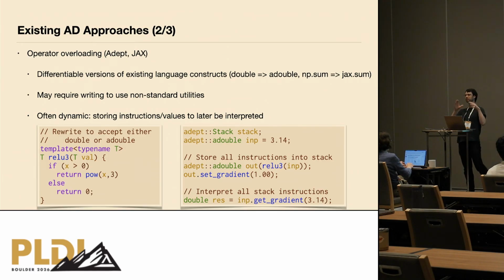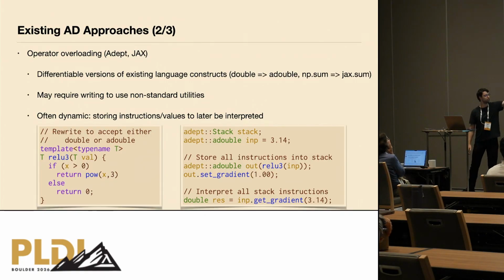Second approach is known as operator overloading. So inside of an entirely new DSL, I'm going to have a differentiable version of specific language constructs. Inside of C++, there's a tool called Adept. Instead of having my regular doubles, I have differentiable or adjoint A doubles. Inside of Python, there's a tool called JAX. Instead of calling numpy.sum, I'm going to call jax.numpy.sum for everything. We can go ahead and rewrite our code.